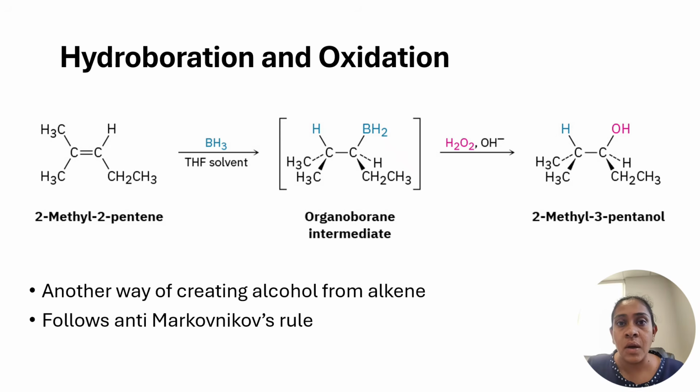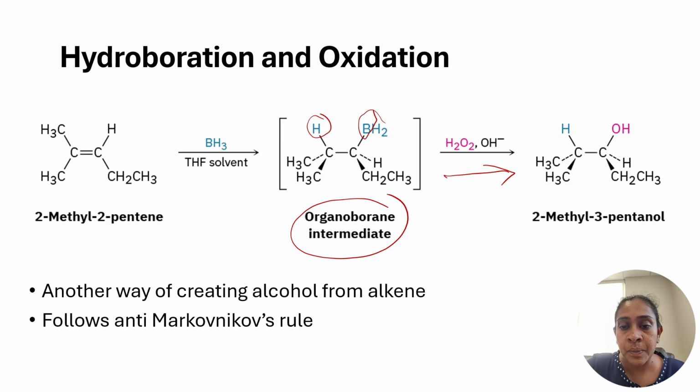Hydroboration oxidation occurs in two stages. First, the alkene reacts with the borane, BH3, in THF to form an organoborane. In the example shown, boron becomes attached to the less substituted carbon, while the hydrogen is delivered to the more substituted alkene carbon. In the oxidation step, hydrogen peroxide under basic conditions replaces the carbon-boron bond with a carbon-oxygen bond, giving an alcohol.